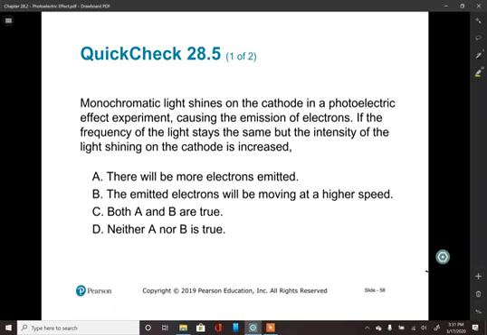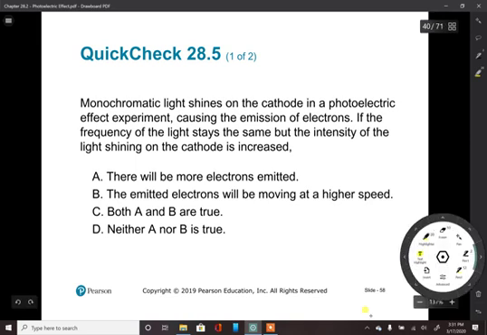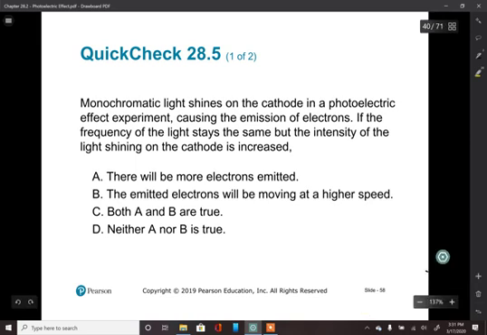Okay, so now for the second half, we're going to go through some of the practice problems related to these. The first one is pretty similar to the last question we had at the end of the basic slides. In this case, though, the frequency is staying the same, and the intensity is increasing. So we're making the opposite change, so it has the opposite effect.